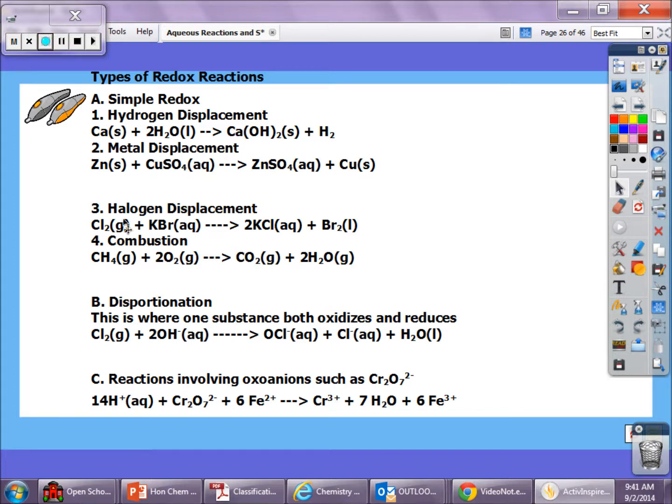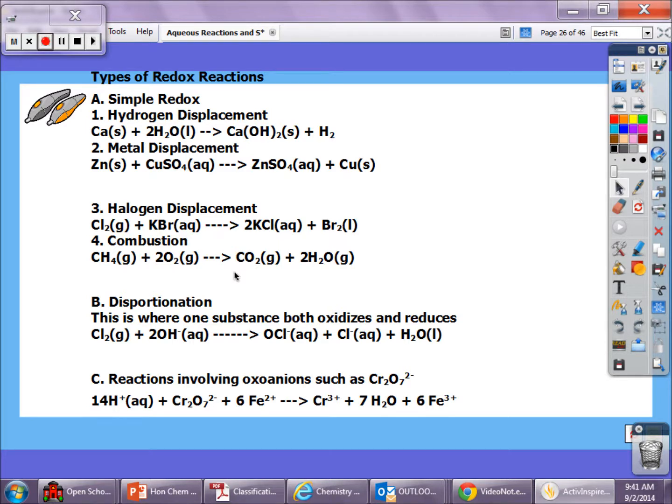Another one is a halogen displacement. If chlorine is more active, then it is going to displace bromine. This is again another simple single displacement reaction. Another one is combustion. Look at that O2. The oxidation number of O2 is 0. O is 0 in O2, and it is 2 minus in CO2. So oxygen has been reduced. And something else, carbon has been oxidized. Carbon went from -4 to +4. It is a redox reaction.